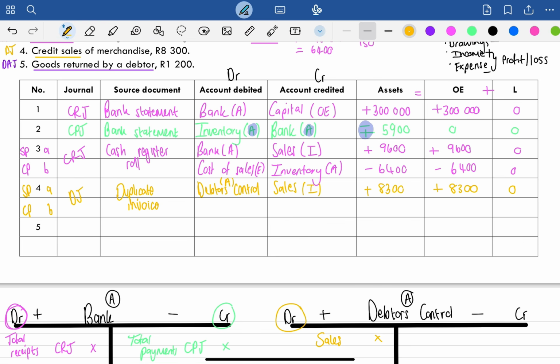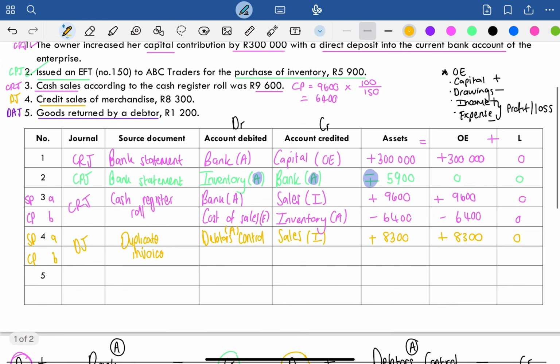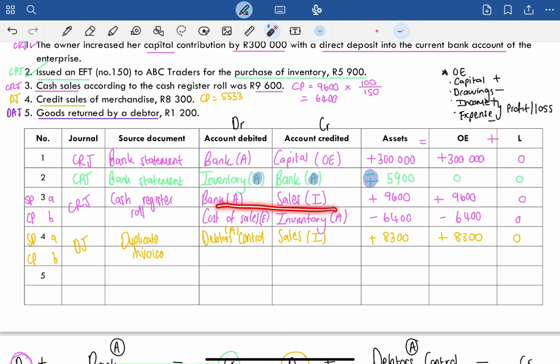For part B, we need the cost price. So the cost price calculation is a formula, and I simply say 8,300 times 100 over 150, and that gives me a cost price of 5533. There's a decimal, but I'm just going to round off. So therefore, part B is basically exactly the same as what we did there.